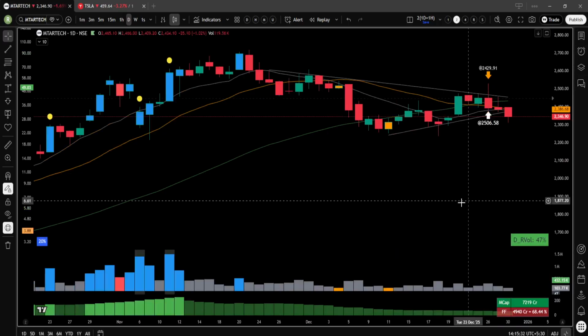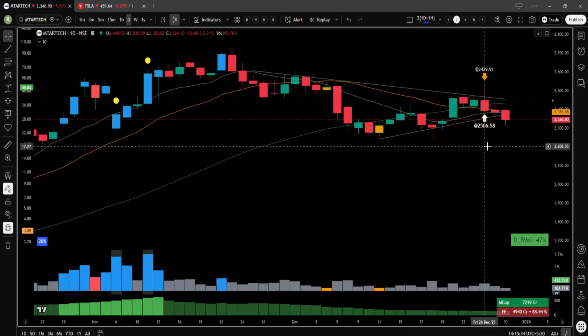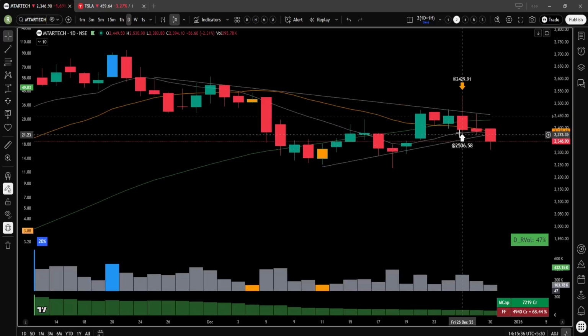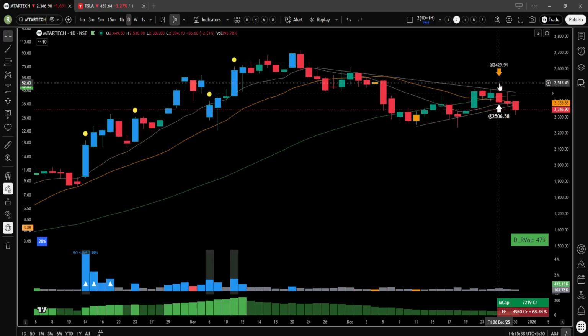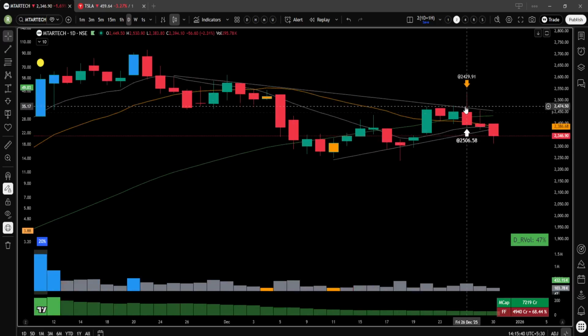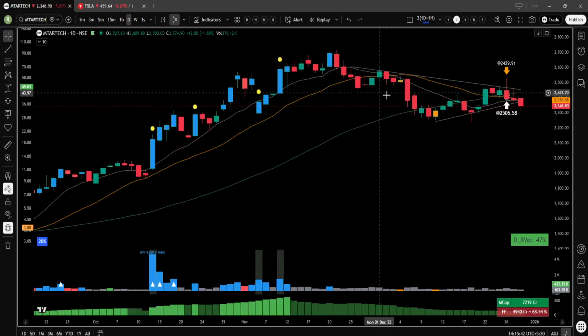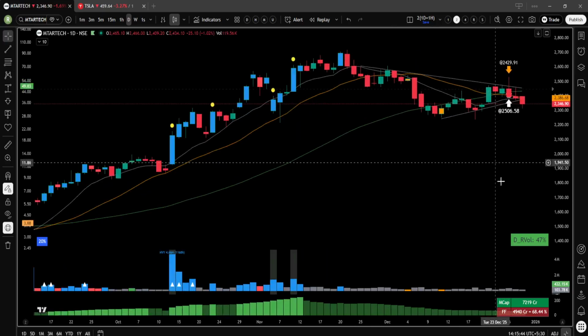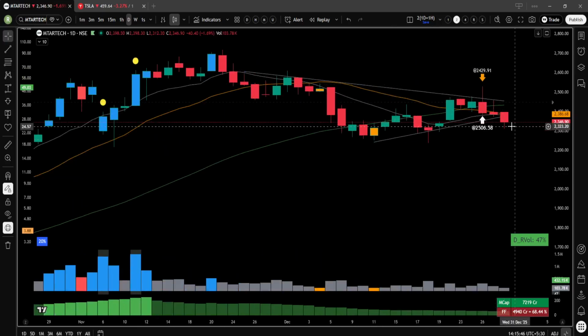Another trade I took this day last week, I think on Friday, was MTech, but I got stopped out on the same day because I thought it was a breakout on daily from this range, but it stopped me out and now it's trading below it.